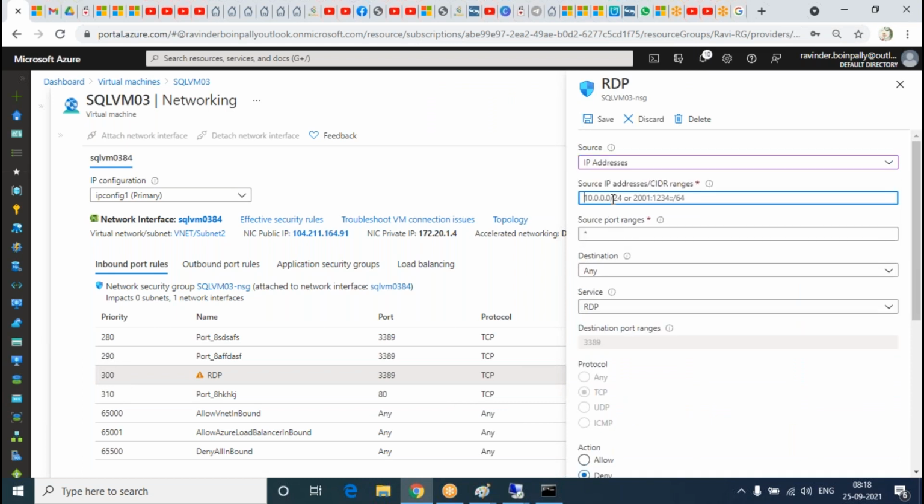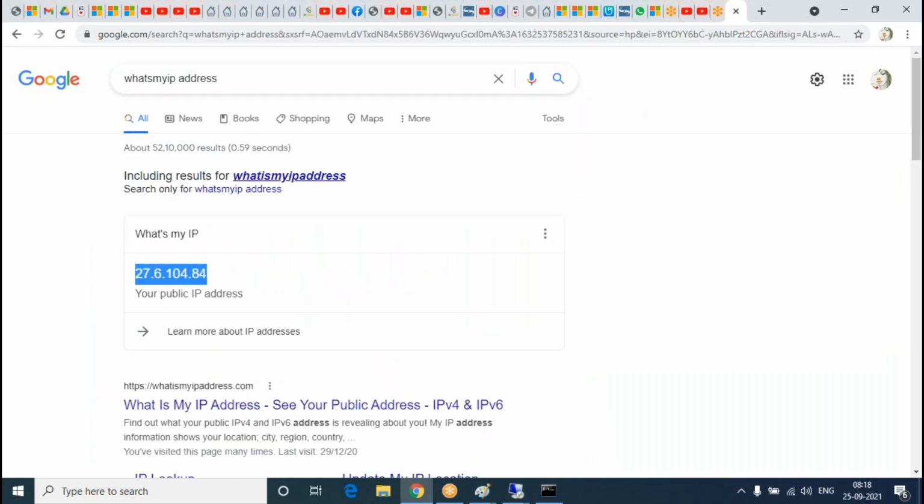Can anyone also ping your public IP? How do you get the public IP? Go to the browser and type what's my IP address. You'll get it. Vijay Shankar, thank you. Enough. One is enough.